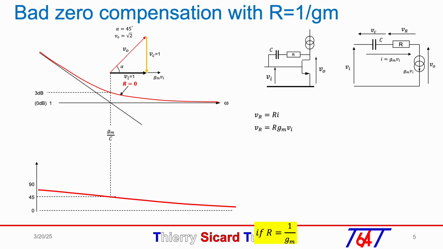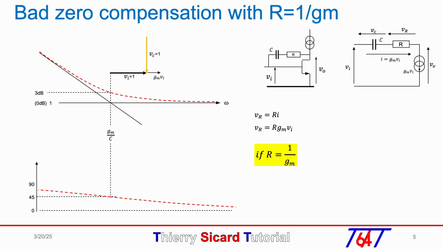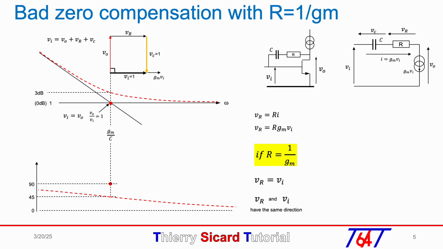Now, if R equals 1 over Gm, we define the dotted curve for R equals 0 as a reminder. VR equals Vin, and VR will always be equal to Vin and with the same zero phase. Since Vin equals Vout plus VR plus Vc, we can put the vector VR into the new vector construction and find the vector Vout, which has the same magnitude as Vin, meaning a gain of 1, and a phase of 90 degrees.